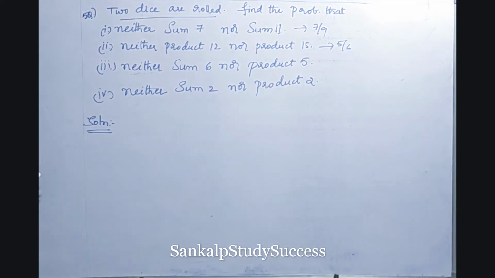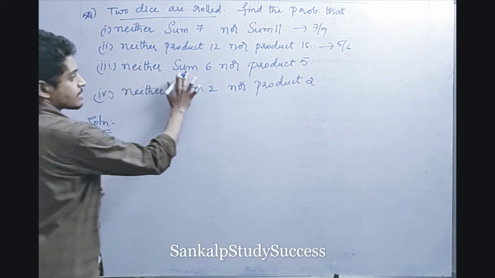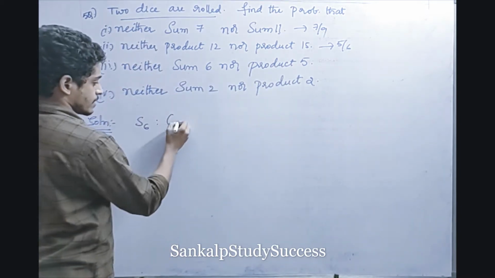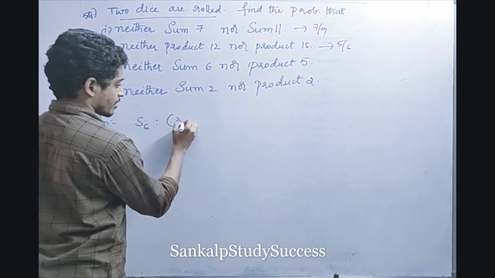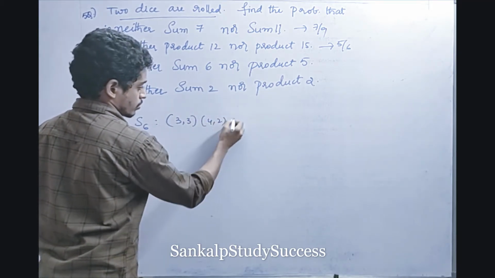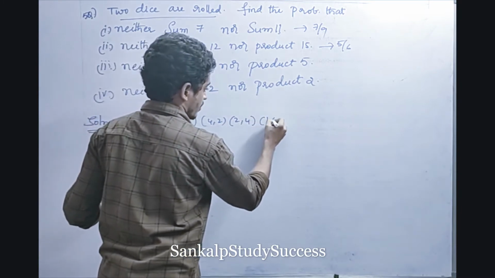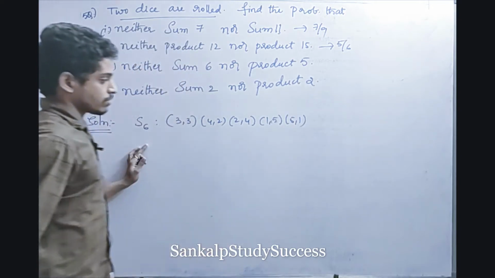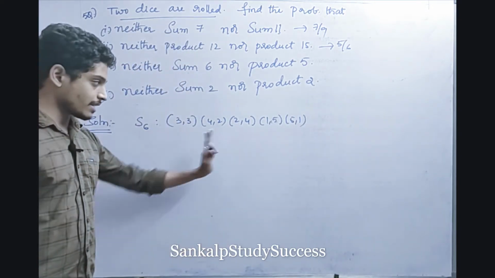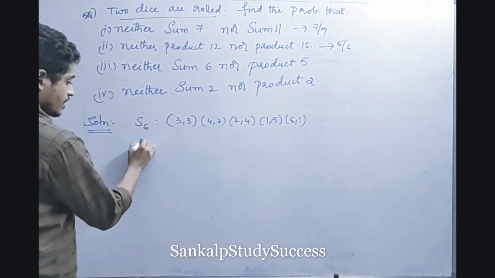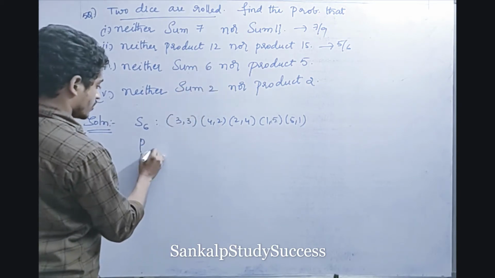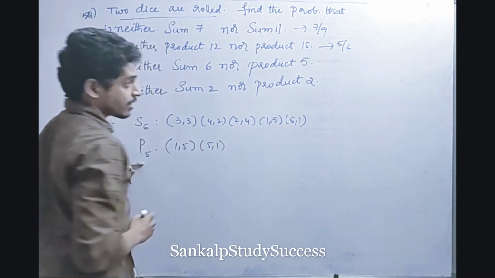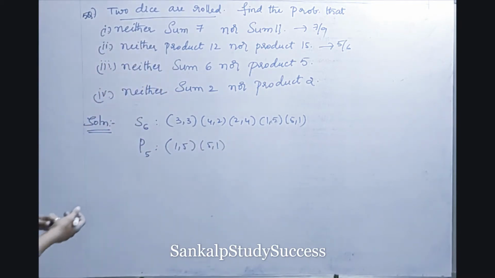Now friends, see the third question: neither sum 6 nor product 15. What are the possibilities for sum 6? 3, 3, 4, 2, 2, 4, and 1, 5, 5, 1. The sum should be 6. Now what is product 15? When product 15 comes, 3, 5 comes and 5, 3 comes. That's all. Now we have to find the probability of neither nor.